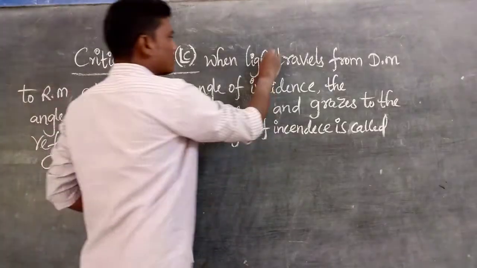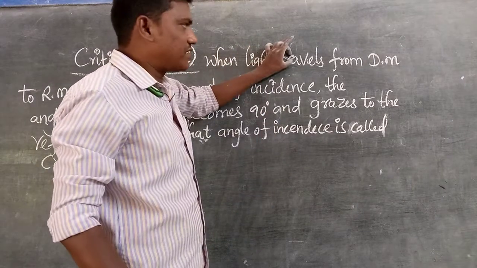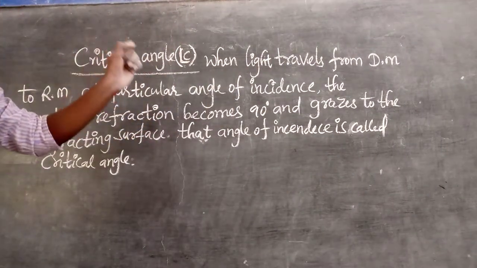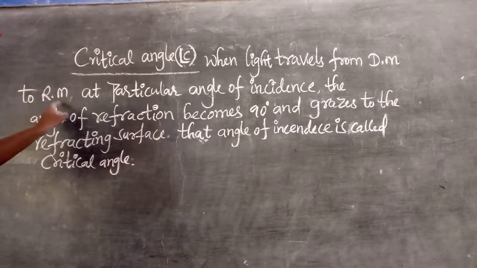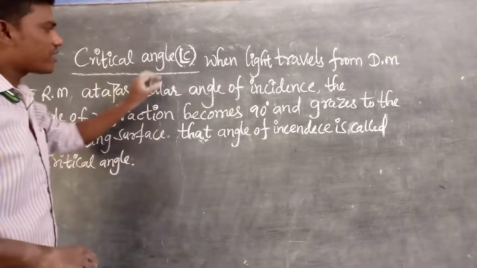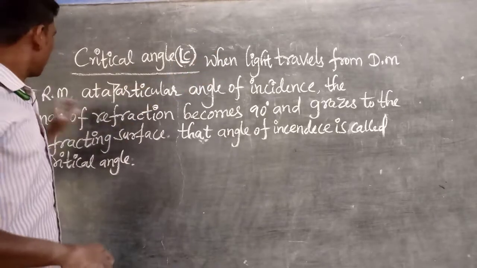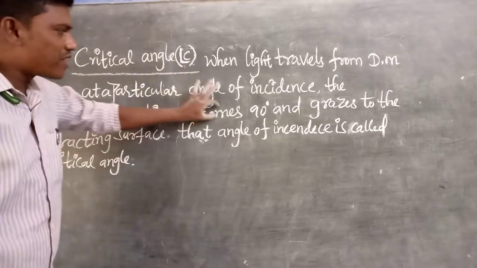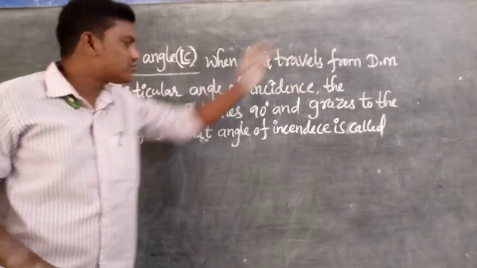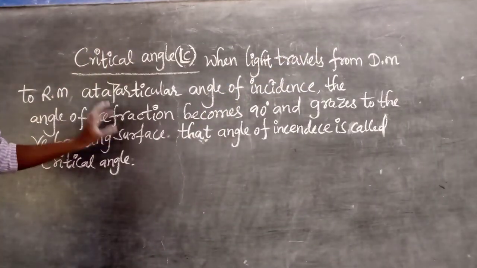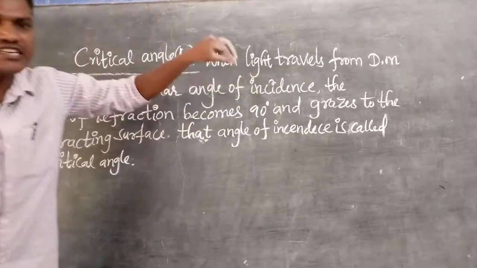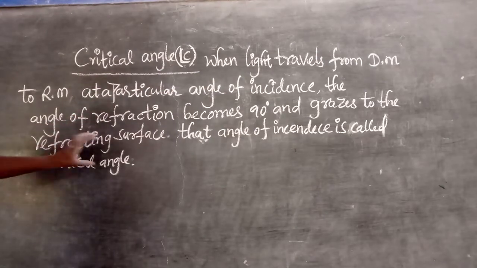When light travels from a denser medium to a rarer medium at a particular angle of incidence, the angle of refraction becomes 90 degrees and the refracted ray grazes or touches the refracting surface. That angle of incidence in the denser medium is called the critical angle.